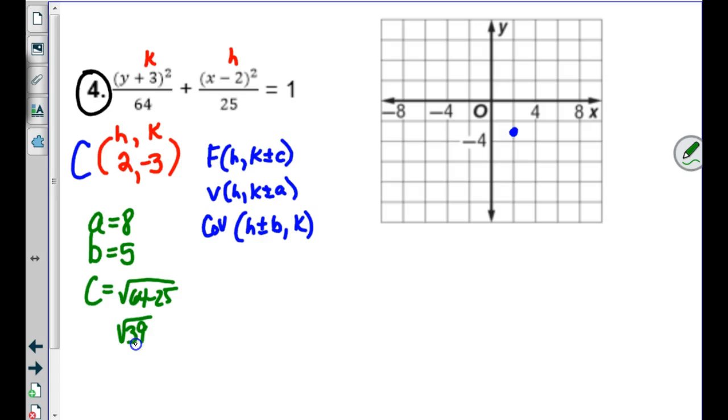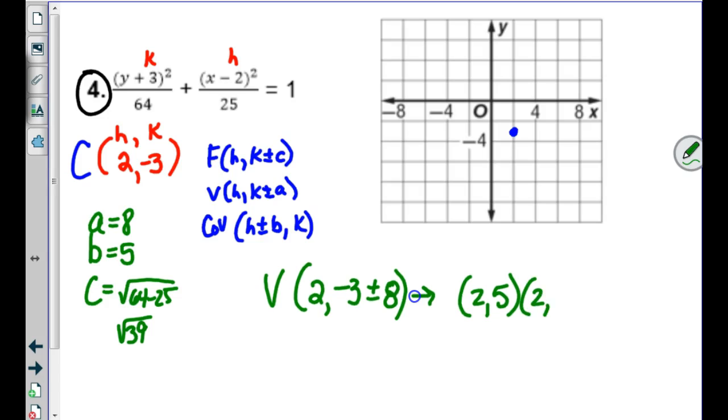Is it square root of 39 again? Did anybody get that far? Okay. So the vertices are at 2, -3 plus or minus 8, which would be 2, 5, and 2, -11. Did anybody have that? Yeah.